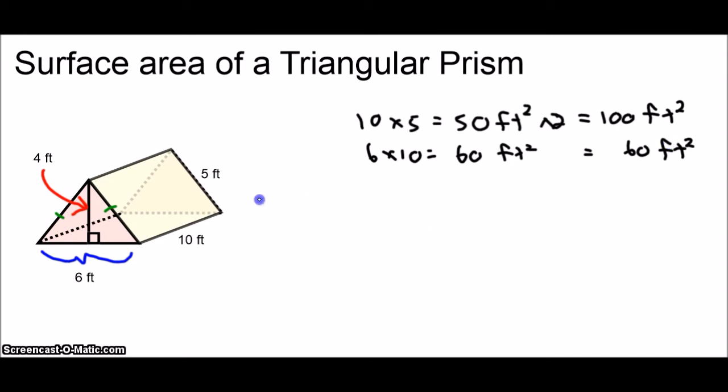And now finally I need to do the triangle in the front and the triangle in the back. So to find the area of a triangle, we need to do 1/2 times base times height. So 1/2 times the base is 6 feet, times the height, which is 4 feet. So half of 6 is 3, and 3 times 4 is 12. So one triangle is 12 feet squared. So if we double that to get the triangle at the other end, we have 24 square feet.